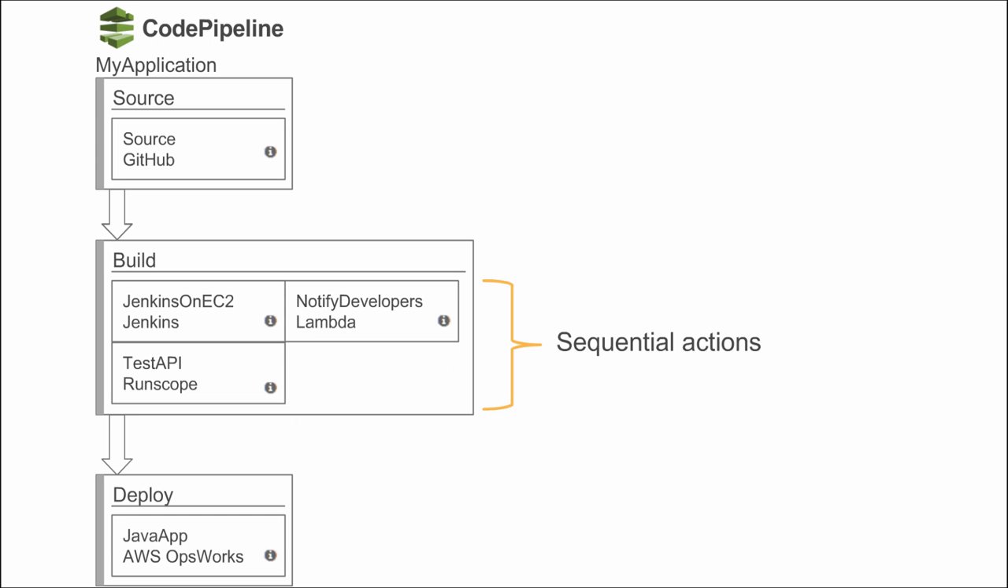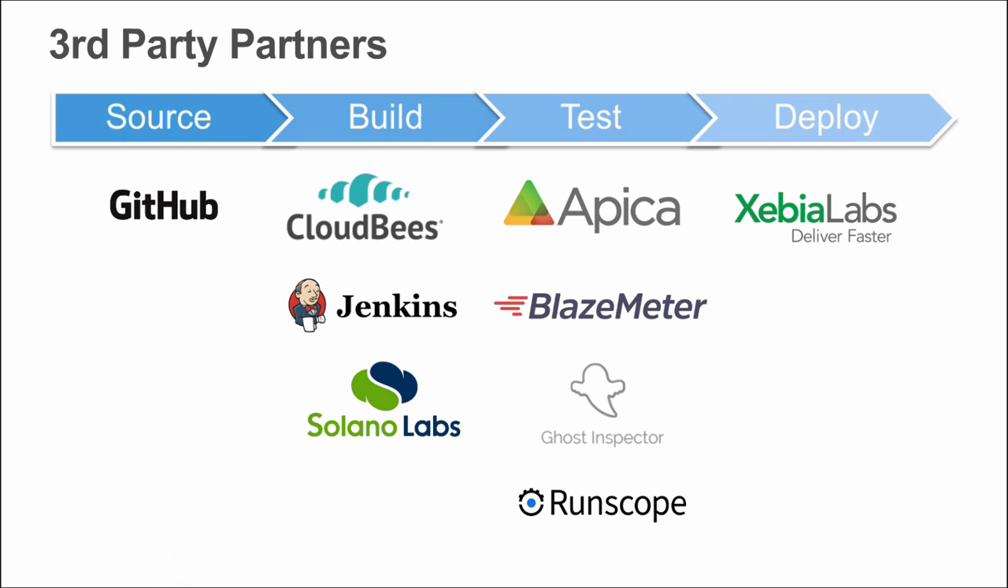There's also the option to add sequential actions. So same example as before, but after we're notifying our developers while we're doing the build, we're also running a test using RunScope, a third-party tool. So these are some of the third-party partners that we work with with regards to every one of those specific stages: the source, the build, the test, and the deploy.